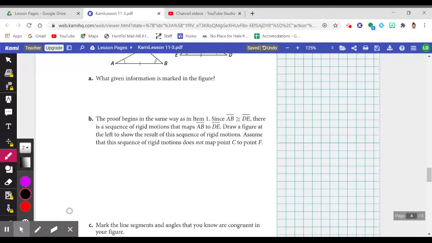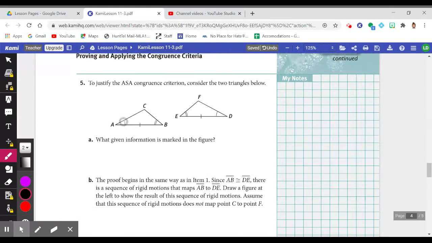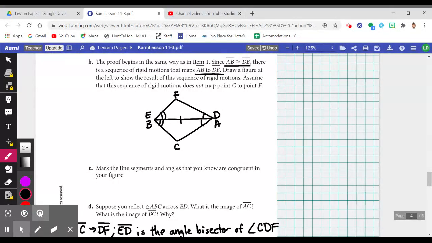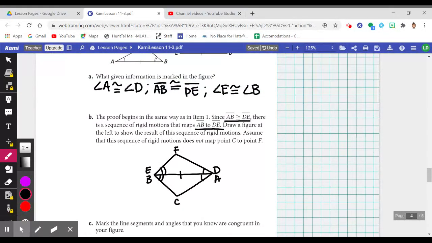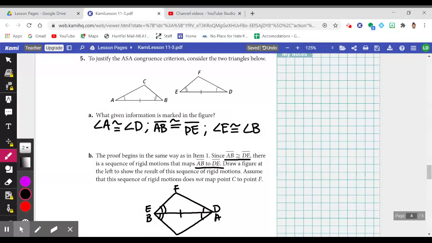But again, think about how the information can differ a little bit now that we have 2 pairs of congruent angles. So even in completing this one, and I've done this before, I'm realizing something new here. So let's go back to 5A. What given information is marked? Think about what's marked now. We don't exactly know that the distance from C to A is the same distance as F to D. Again, it's not marked in the diagram.